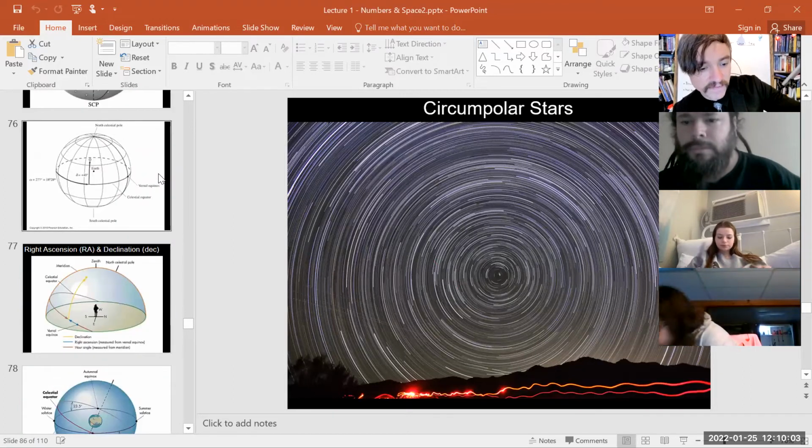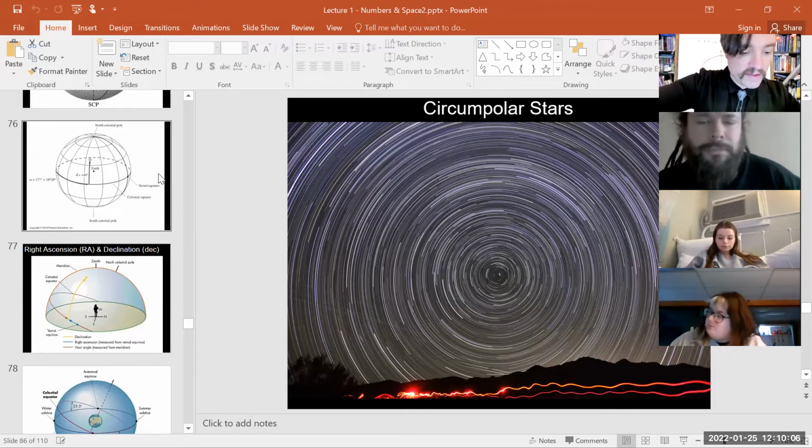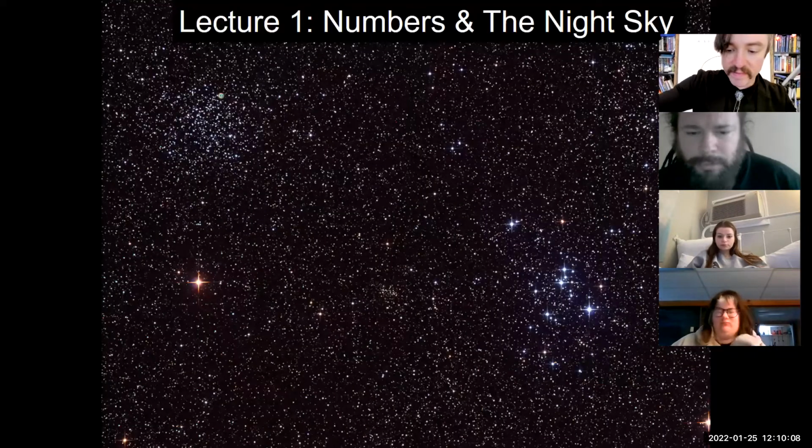Okay, so lots of cool pictures of circumpolar stars exist out there on the internet. If you're an amateur photographer, if you're a photography enthusiast, you may have even messed around with that yourself.